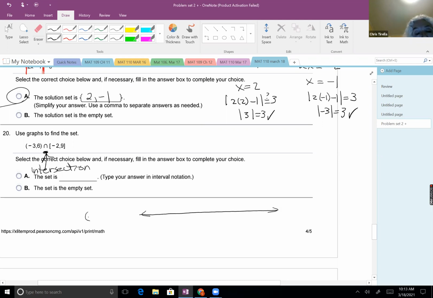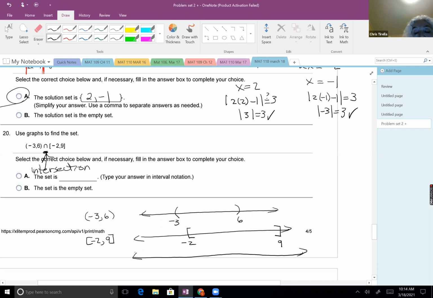First, I've got the open interval from -3 to 6. So I'm not including my -3, and I'm not including my 6. My second one, I've got the closed interval from -2 to 9. And so here I am including -2, and I am including 9.